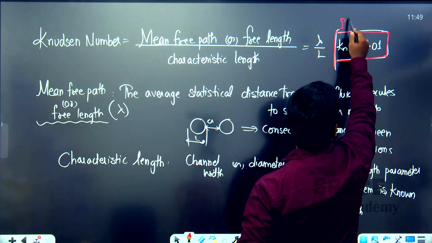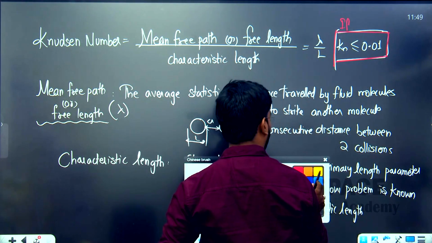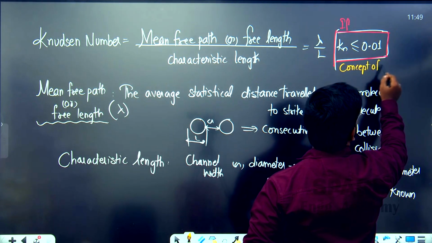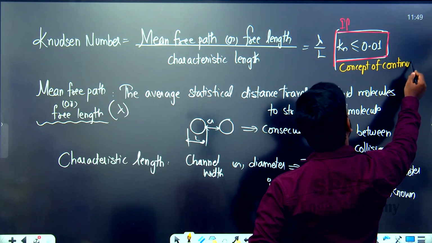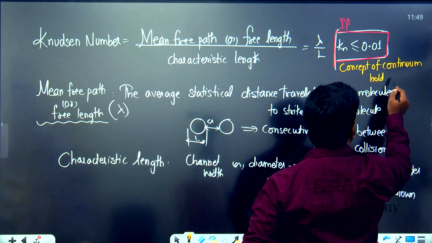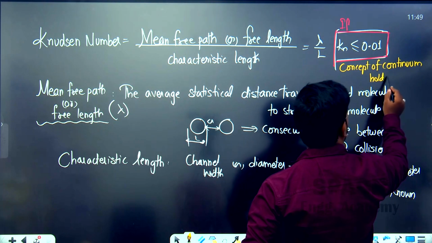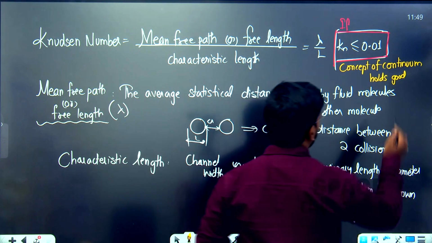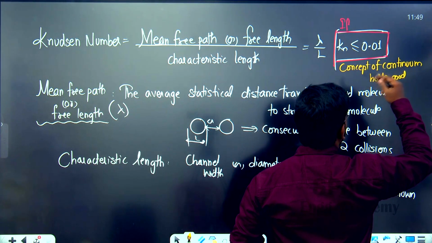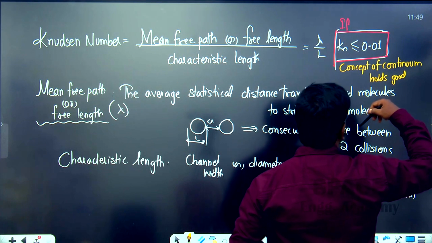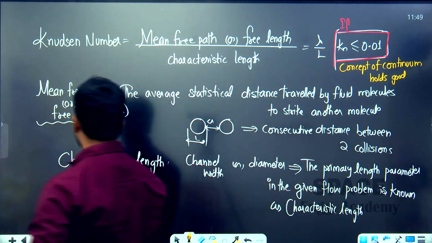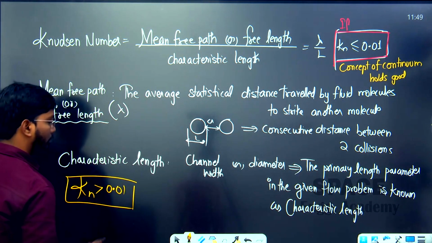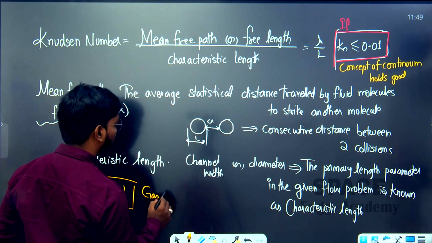If the Knudsen number is less than or equal to 0.01, under that condition what happens? The concept of continuum holds good. Go through it now, try to memorize. Continuum is going to be valid under this condition only. If the Knudsen number is greater than 0.01, then it is rarefied gas flow theory.